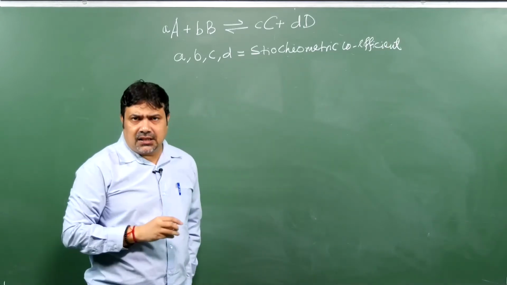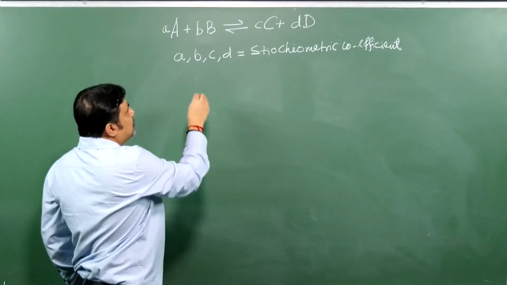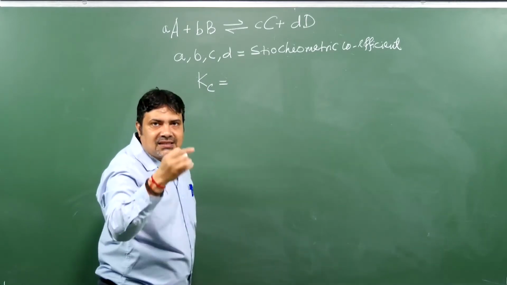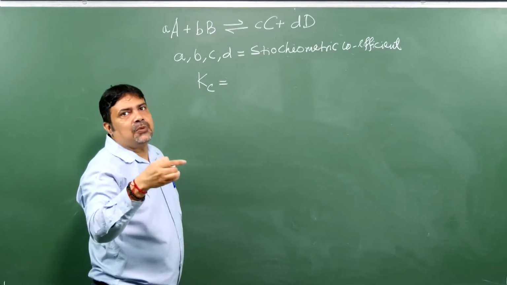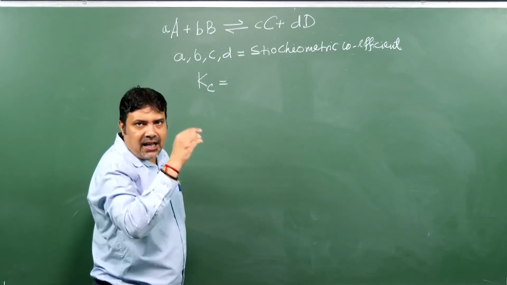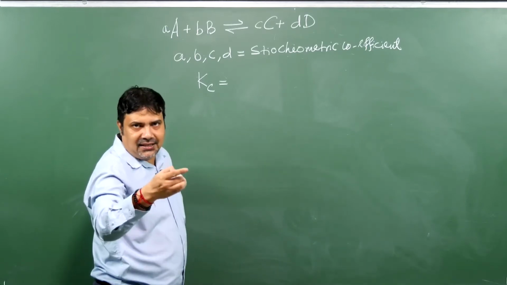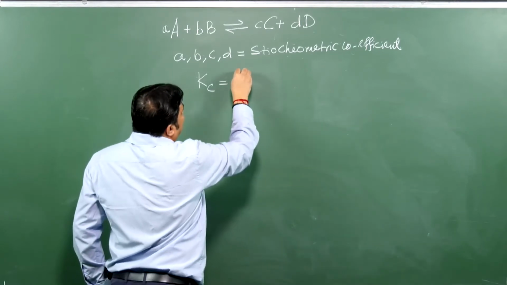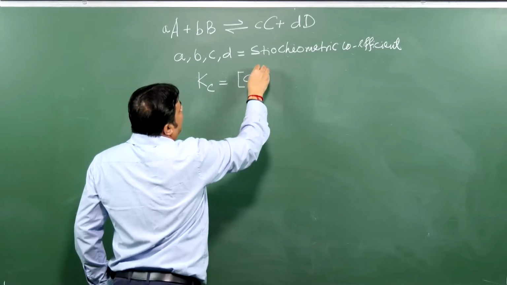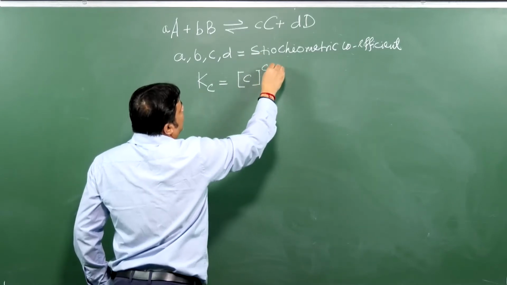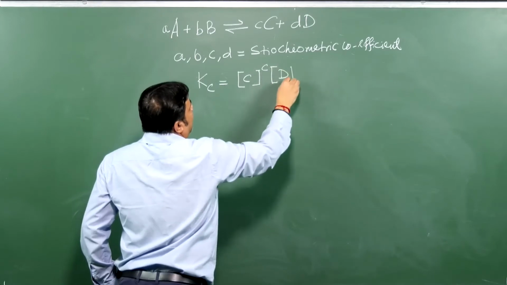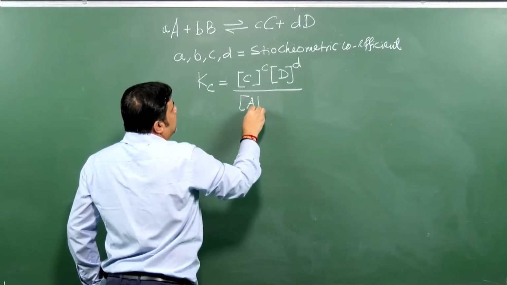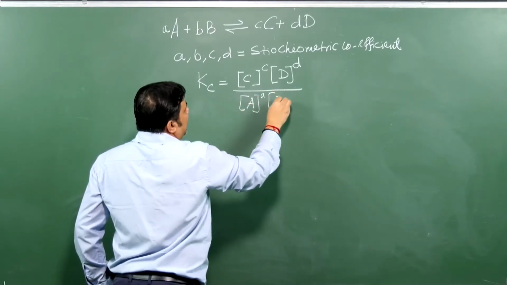Directly I can write down the equilibrium constant in terms of concentration, Kc. Kc will be equal to the active mass or molar concentration of the products raised to the power of their stoichiometric coefficients, divided by the active mass or molar concentration of the reactants raised to the power of their stoichiometric coefficients. These things you have to understand.